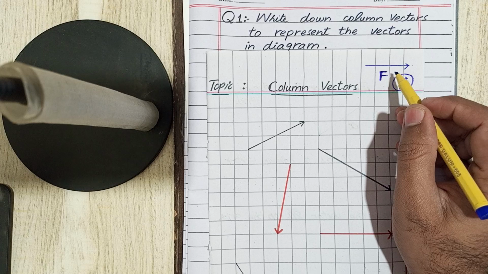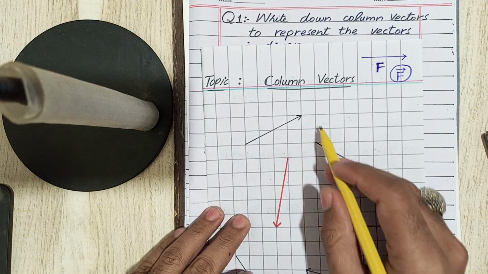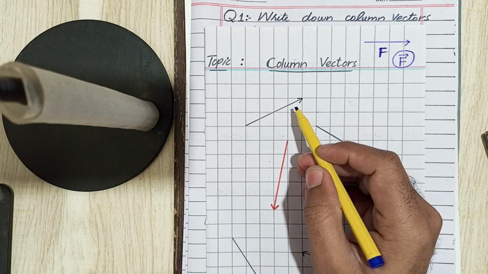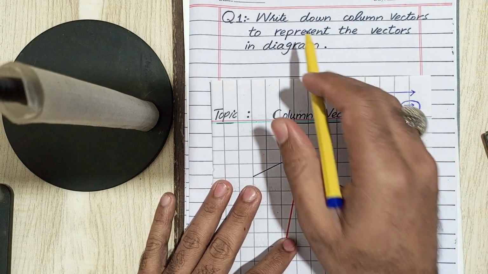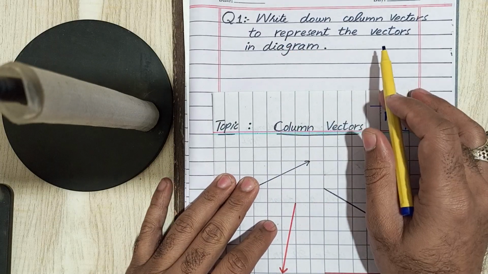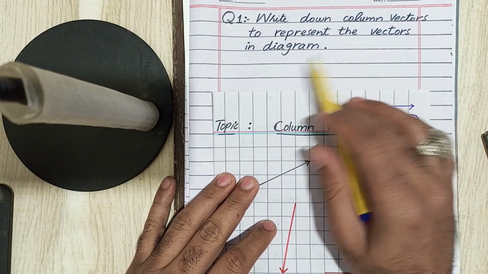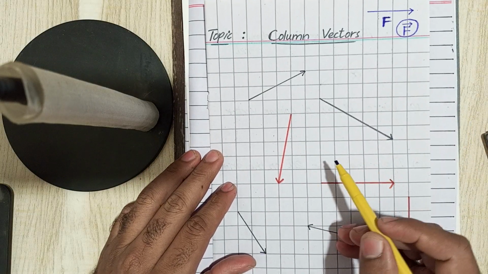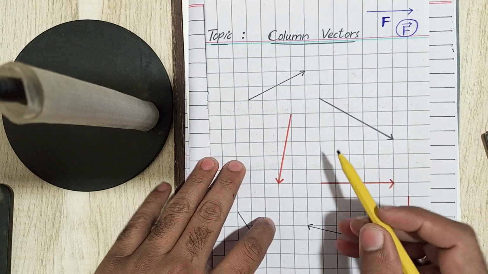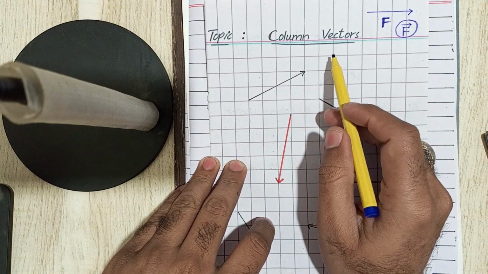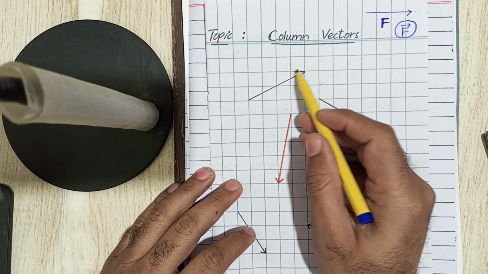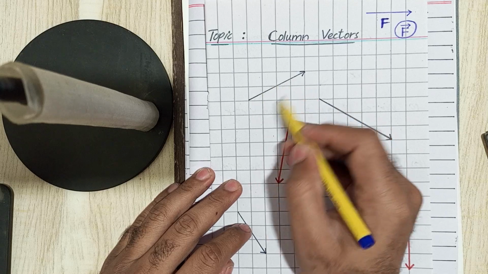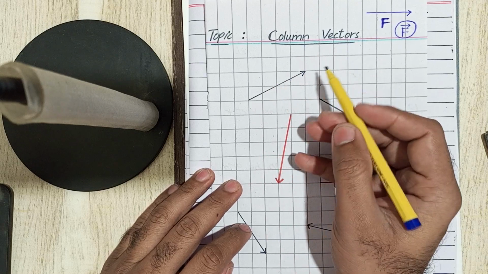If we have been given some vectors, then we write them in column vector form. Let's suppose our first question: write down the column vector to represent the vector diagrams. So here we have different vector diagrams, and we show these vector diagrams as column vectors. First of all, we have this arrow. So how do we represent this arrow in a column vector?